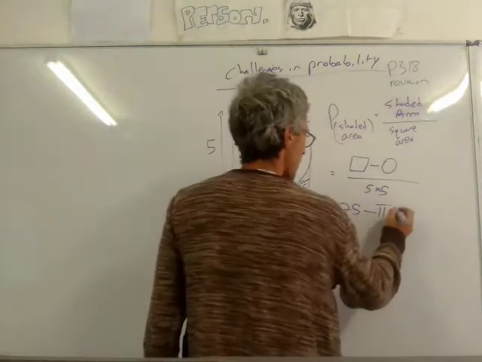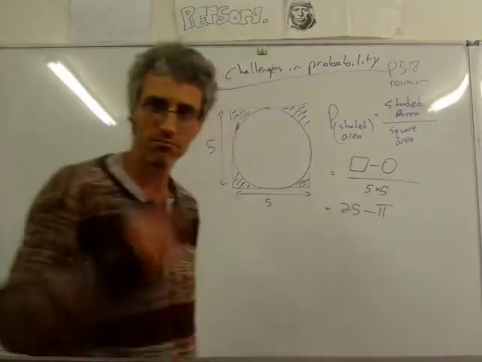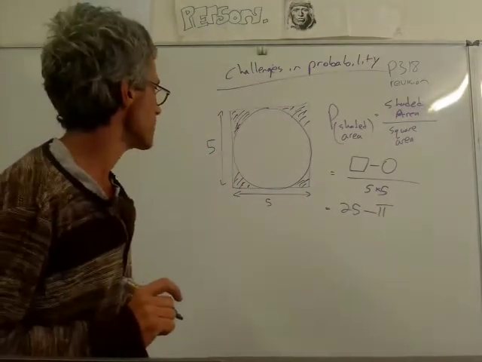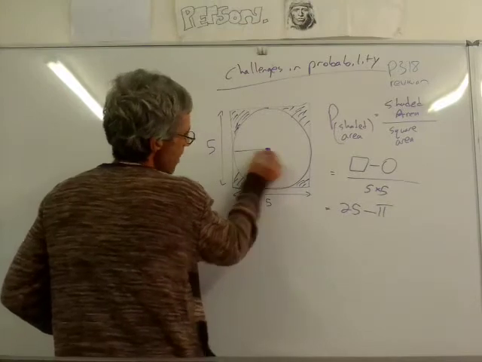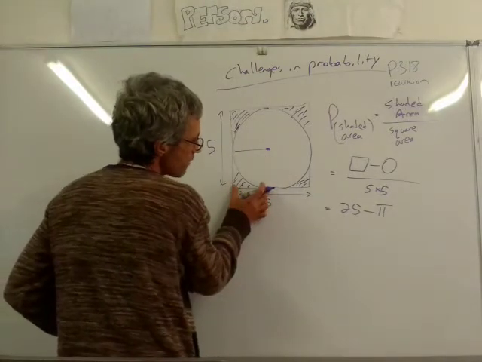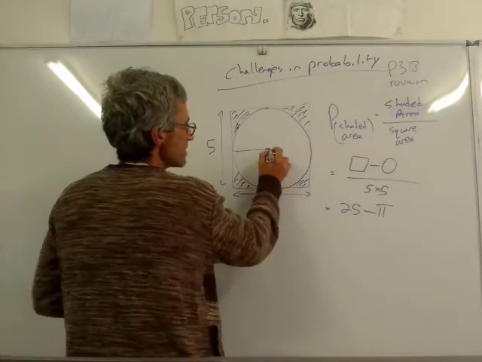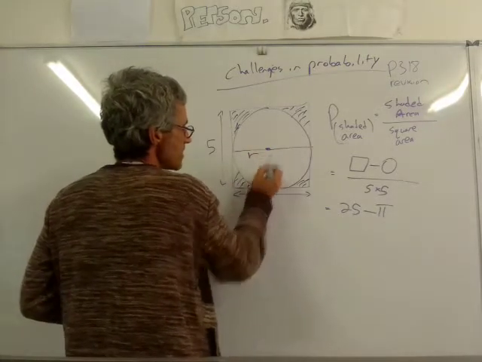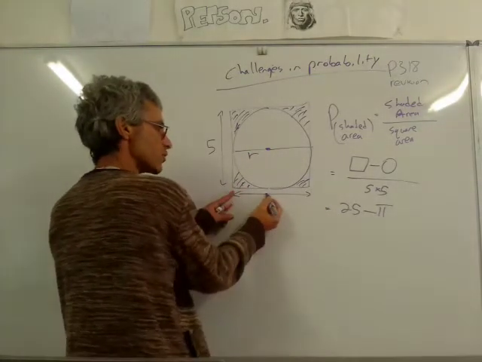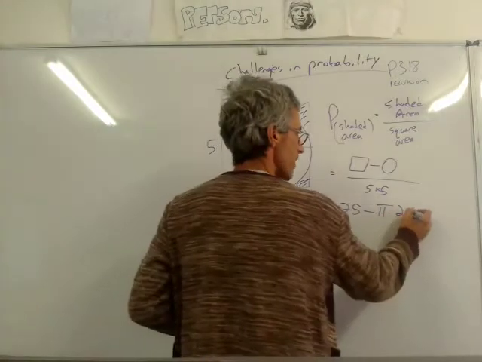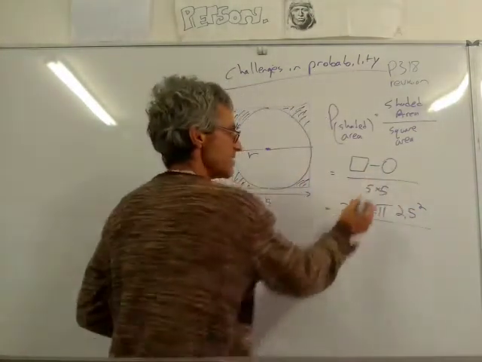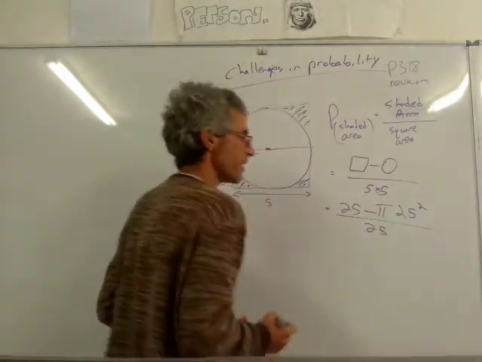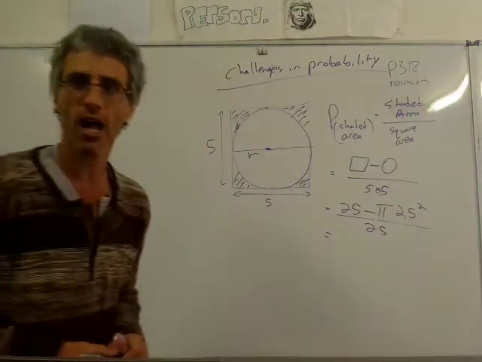Well, it's pi times r squared. You need to remember that. What's the radius? Well, the radius is this bit. That's exactly half of the diameter. This is the diameter. This is the radius. The diameter is 5, so the radius is 2.5. And I need to square that. And that's the shaded area, divided by 25. And you just put that in the calculator.